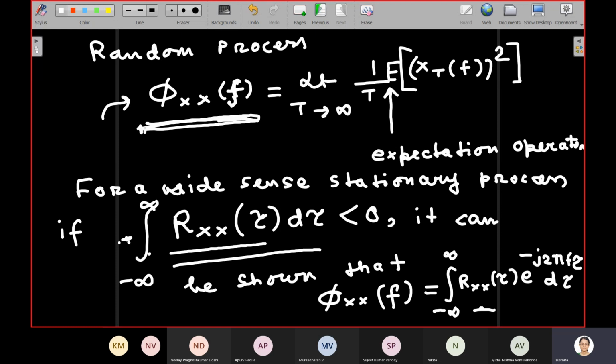But if the process is wide sense stationary and if the integration of the autocorrelation function exists, then we have a nice relationship between the power spectral density and the autocorrelation function, which is that the power spectral density is the Fourier transform of the autocorrelation function. For many processes that we use in estimation, this actually holds. So when it holds, we can use this.